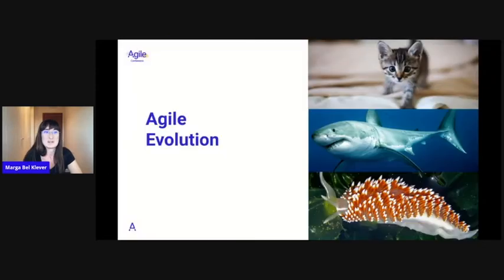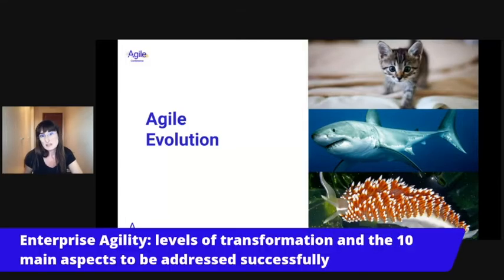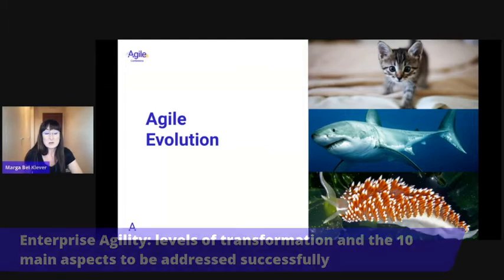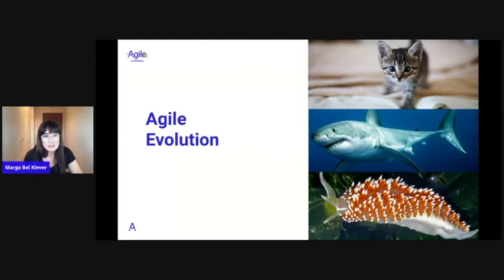I hope so. Well, let's start with a little story, or rather biology. Like anything, Agile was born in an ecosystem, and it evolves. Agile also evolved to adapt to the different environments where it is applied, from the most simple beings, like this nudibranch, to the kitten that we are seeing, the mammals, the most complex animals in the world.